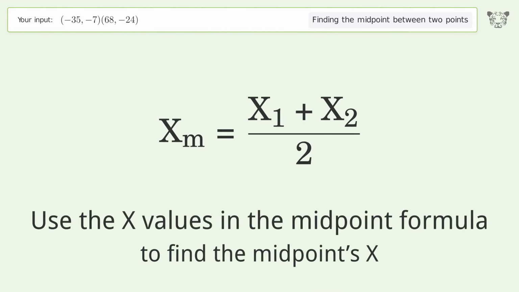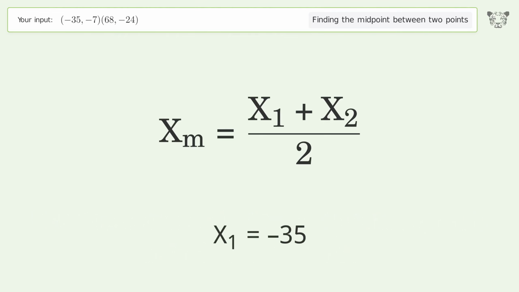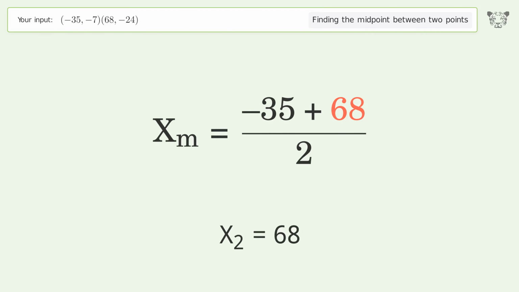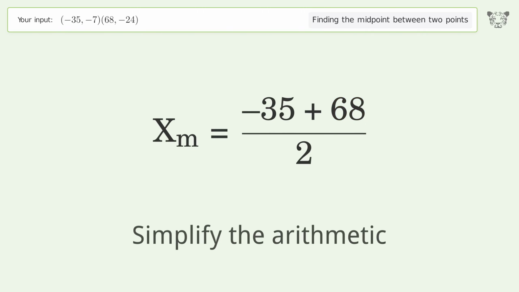Use the x values in the midpoint formula to find the midpoint's x. x1 equals negative 35. x2 equals 68. Simplify the arithmetic.